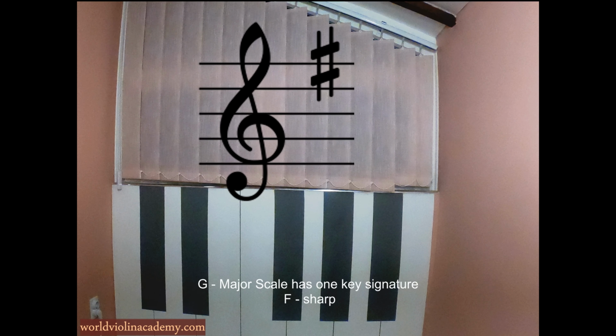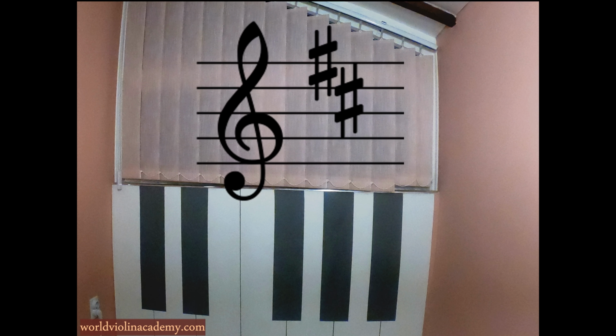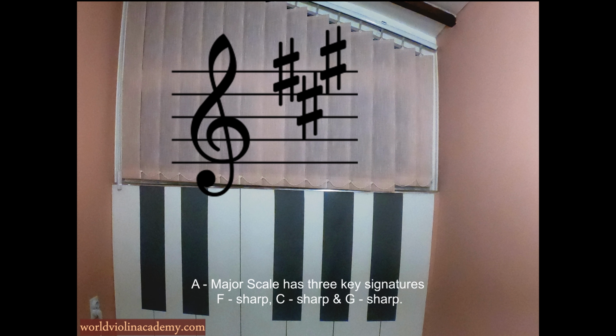G major scale has one key signature, F sharp. D major scale has 2 key signatures, F sharp and C sharp. A major scale has 3 key signatures, F sharp, C sharp and G sharp.